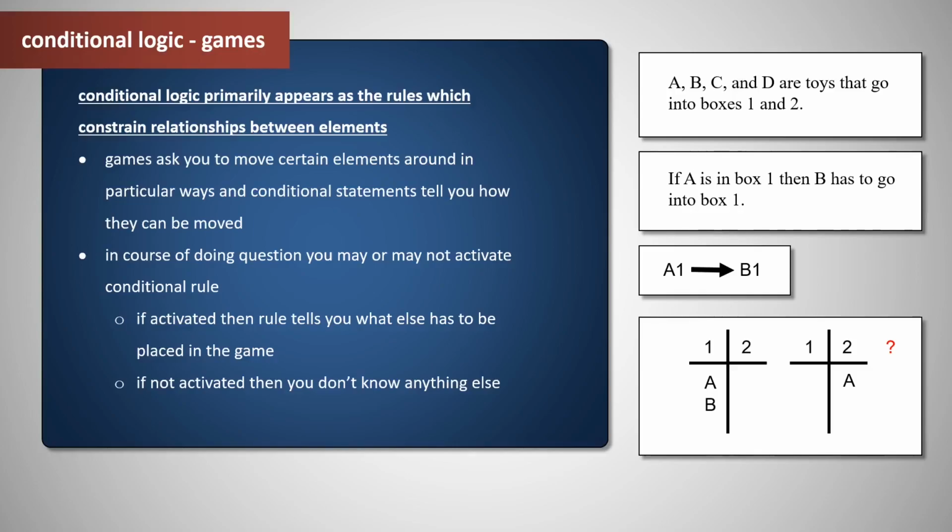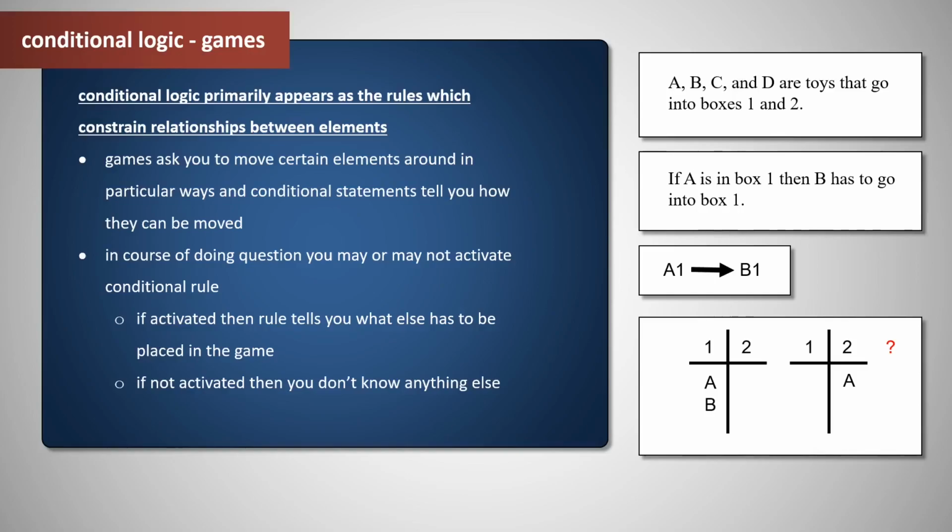And sometimes students are like, well, doesn't this violate the rule because A is not in 1? No. Remember, A does not have to go in 1. That's not what the rule says. It doesn't say that A is in 1 and B is in 1. That's not what conditional rules mean. What conditional rules mean, there's an if there. You've got to remember it. What these rules say is that if A is in 1, then B is in 1. So if A is not in 1, we have no idea.